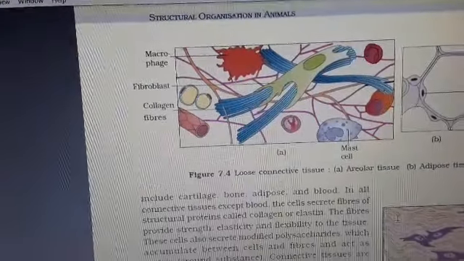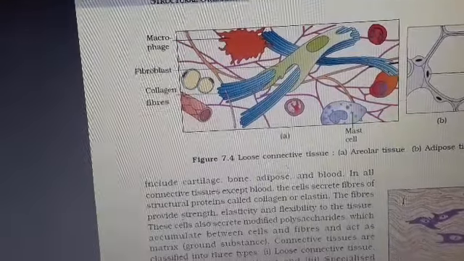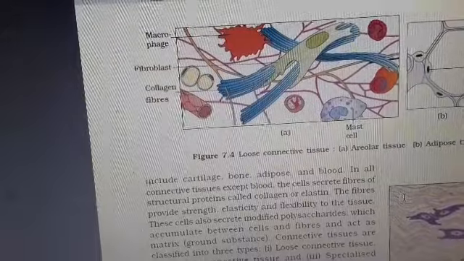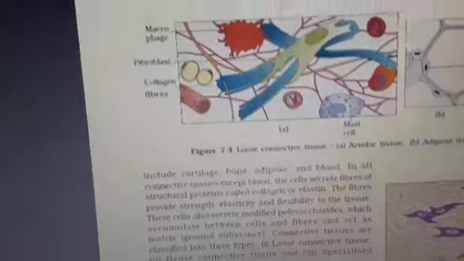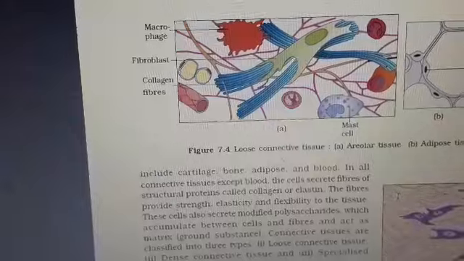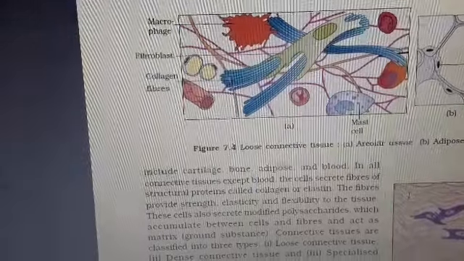Just see: macrophage, fibroblast, collagen fibers, mast cell. So about the macrophages. Macrophage is a type of WBC which helps. We're going to study about it. Macrophage is a type of WBC.